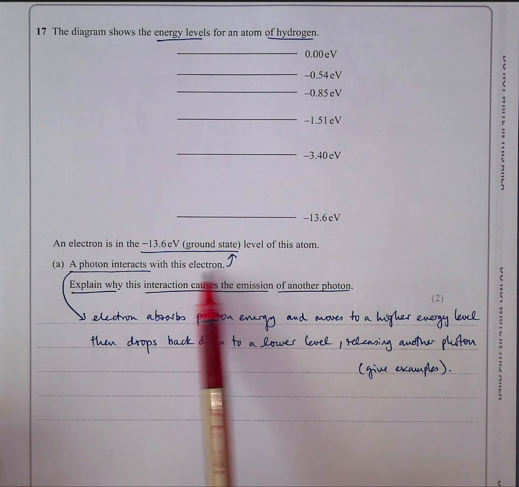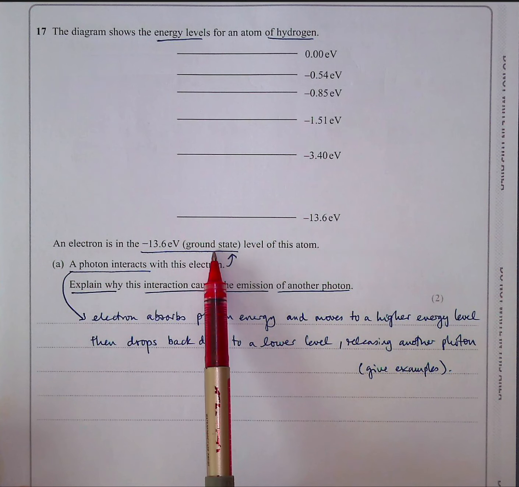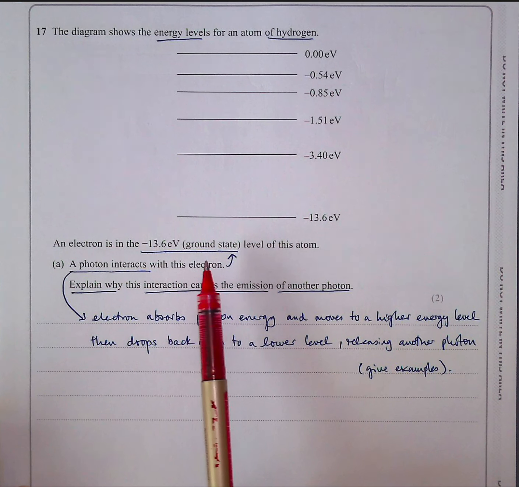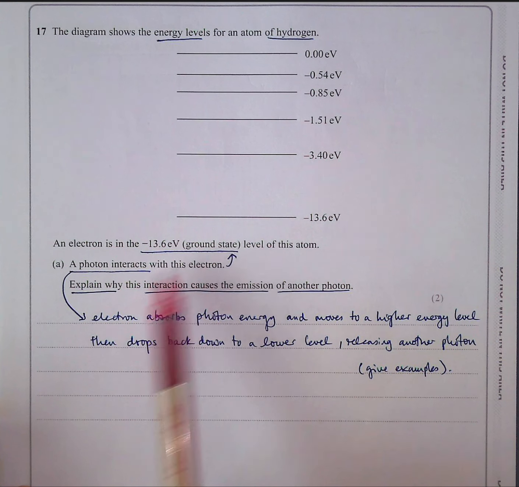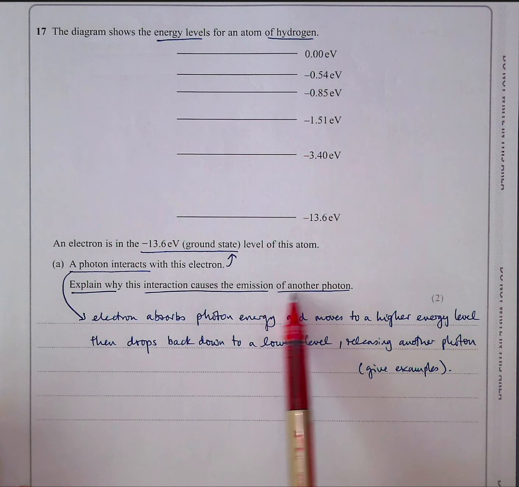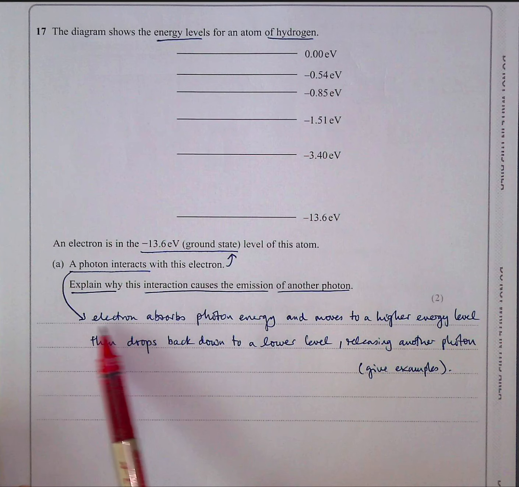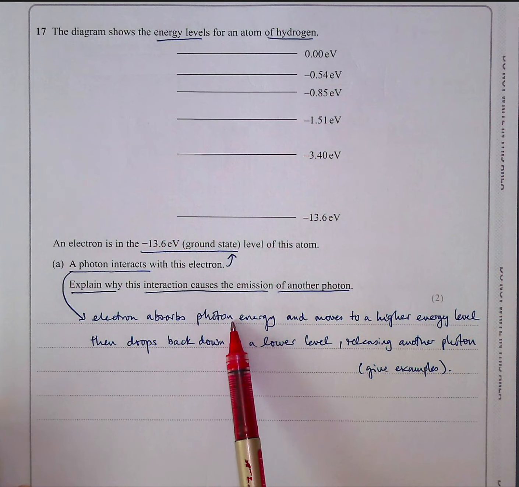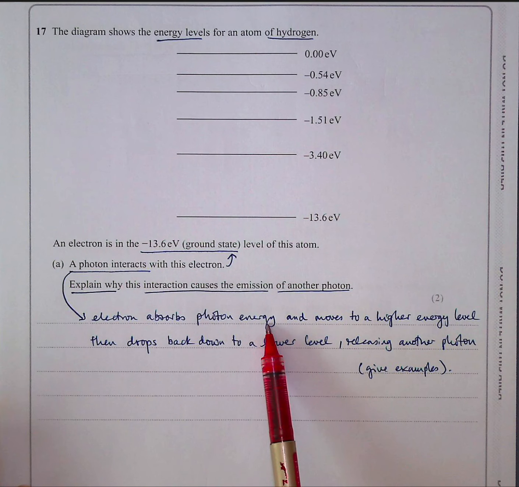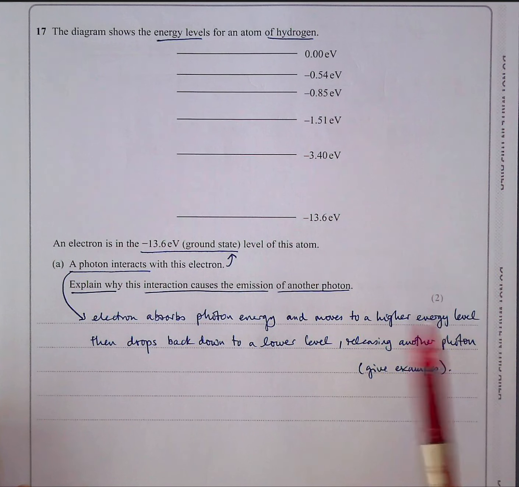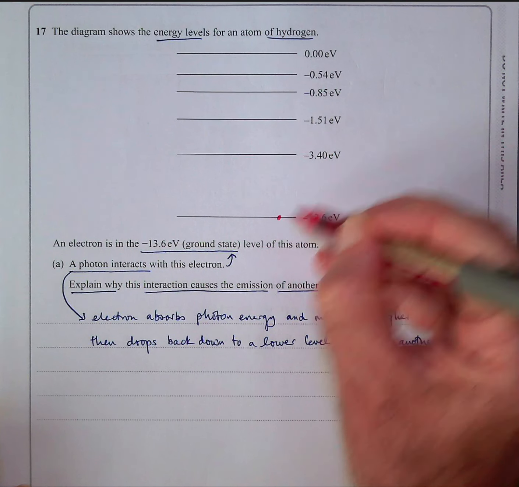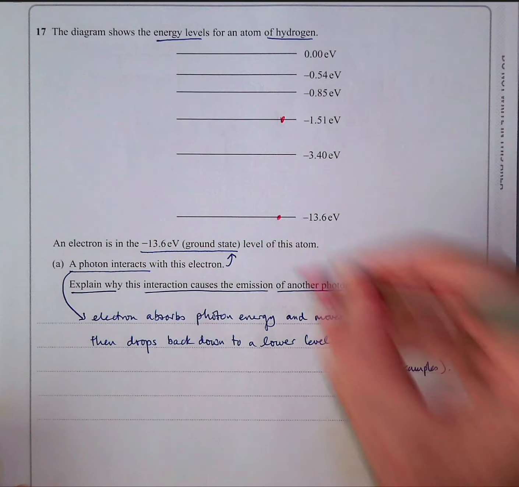A photon interacts with the electron in the ground state. Remember, hydrogen only has one electron. It's an atom of one electron. So explain why this interaction causes an emission of another photon. Well, if the electron absorbs a photon, it absorbs the photon's energy, and it will move to a higher energy level. So say it jumps from here to here, as an example. It's going to jump down.